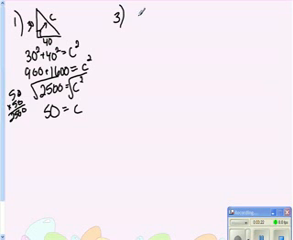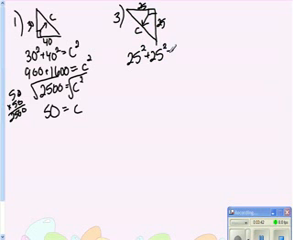Number 3. Again, they gave me a picture. This time they gave me 25, 25, my right angle, and the C. So again, this is pointing at my hypotenuse. So that's the hypotenuse. So it means a squared plus b squared equals c squared. Keep in mind, it doesn't matter which one's a and which one's b. It doesn't matter because you're going to add them together anyway. As long as you know which one's c, just plug in the other ones as a and b.